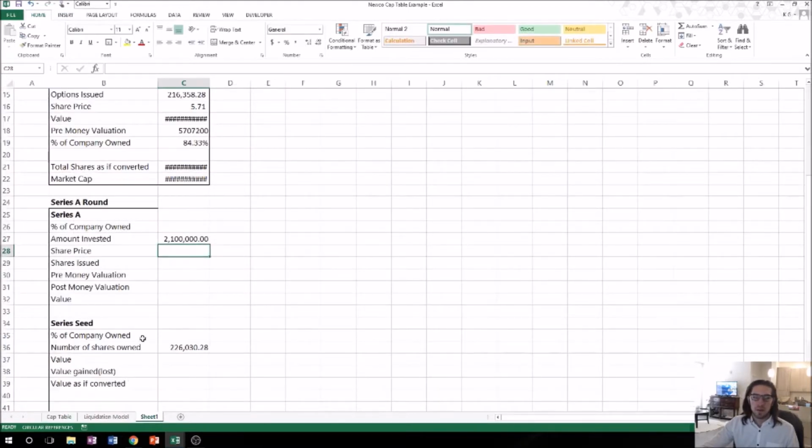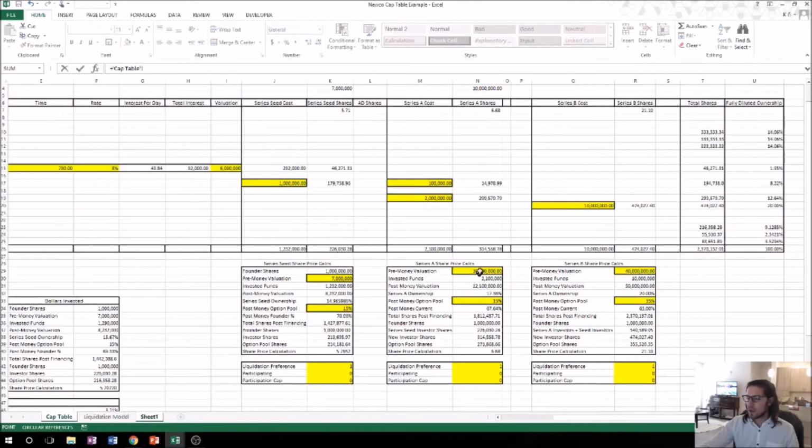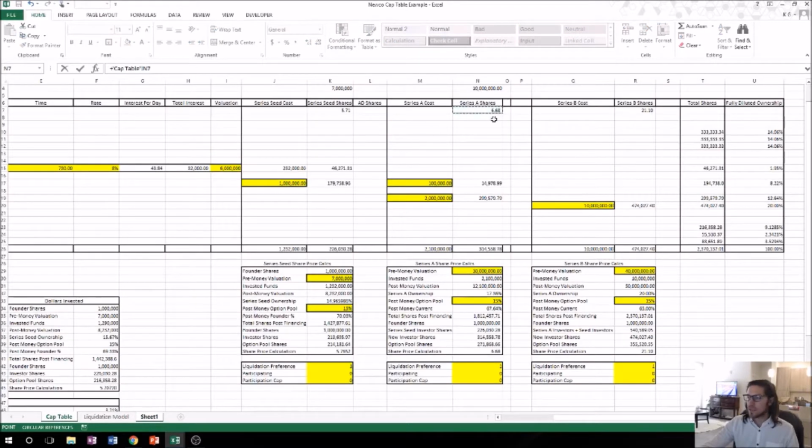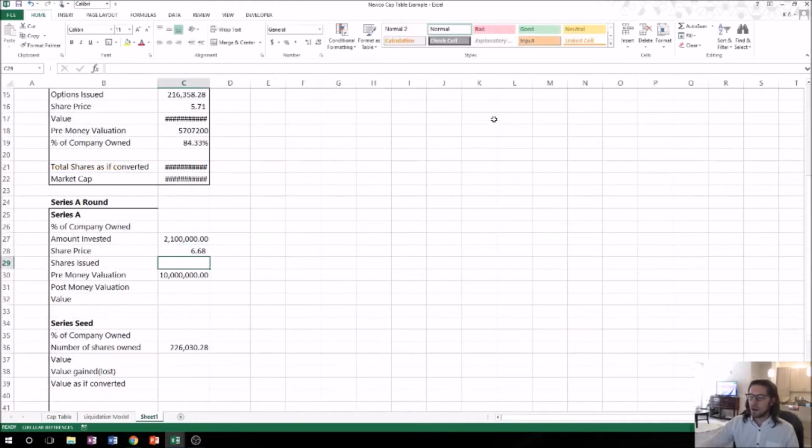After that, we can go to pre-money valuation, which is also referenced from the cap table, right here where we did the Series A share price calcs. It's $10 million. After that, we do share price, also referenced from the cap table, and that's that 6.68 up there. That's part of the Series A round.